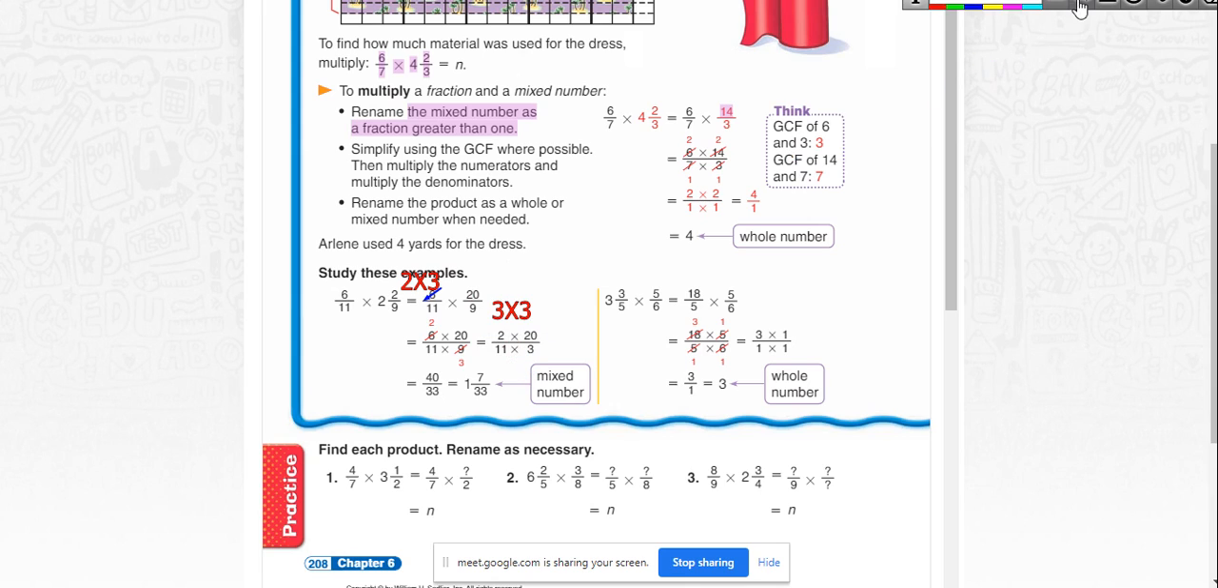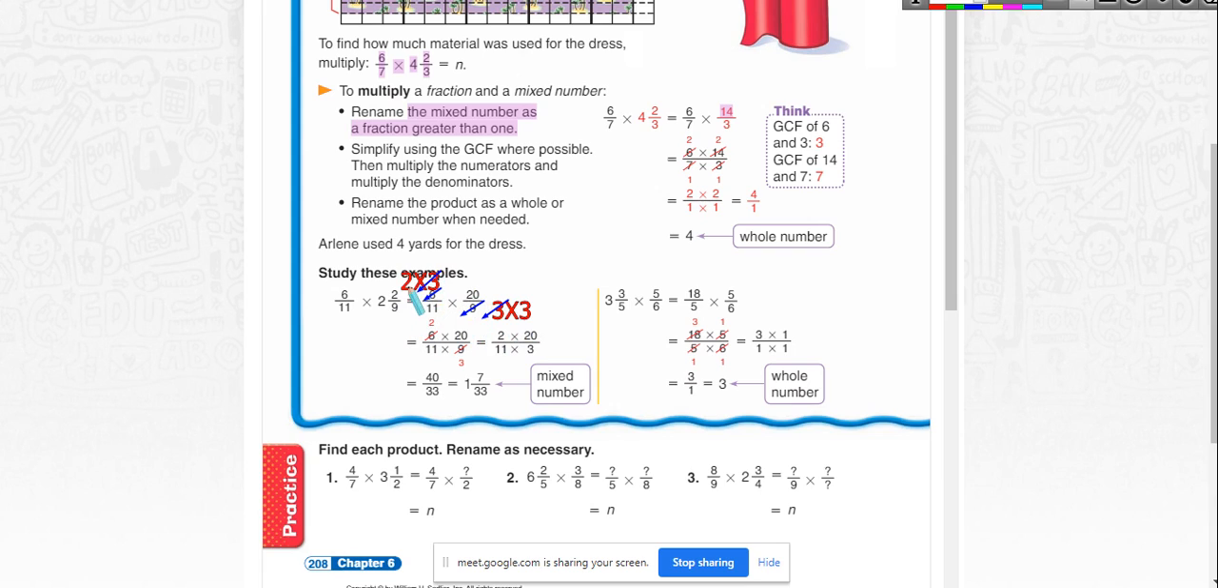Now, let's check this one. Here we have a 3 and here we have a 3. Can you see them? We delete them together. This 3 and this 3. Here we have 11. 11 is a prime number. So number 11, we can't simplify it or factorize it. We keep it 11. And here we have 20. Here we have 2 times 20 out of 11 times 3.